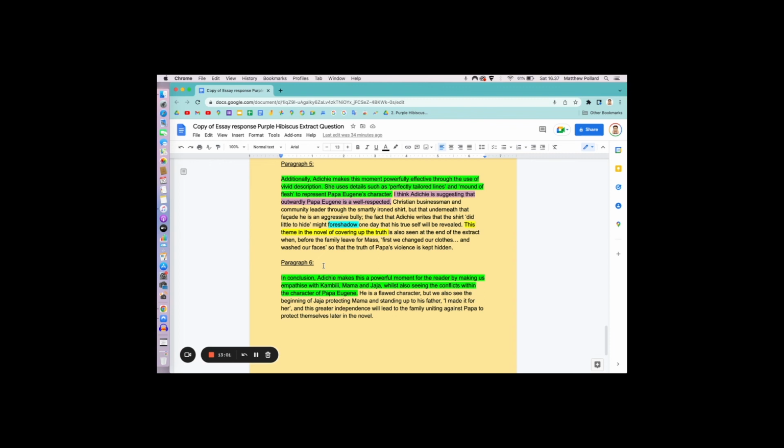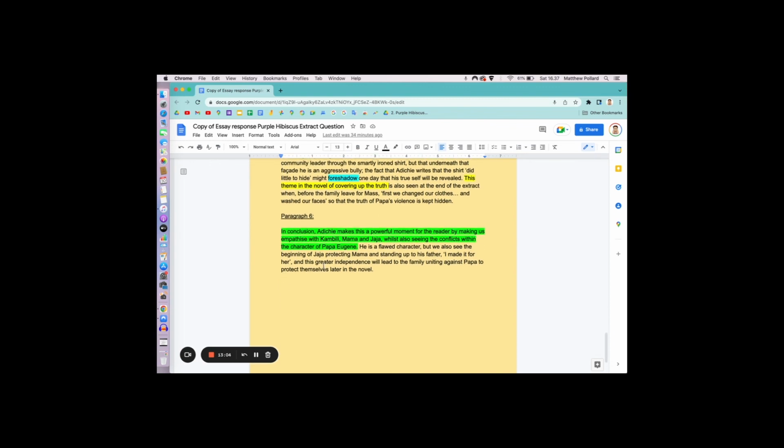So, finally then, to the conclusion, paragraph 6. In conclusion, Adichie makes this a powerful moment for the reader by making us empathise with Kambili, Mama and Jaja, whilst also seeing the conflicts within the character of Papa Eugene. He is a flawed character, but we also see the beginning of Jaja protecting Mama and standing up to his father. "I made it for her." And this greater independence will lead to the family uniting against Papa to protect themselves later in the novel.